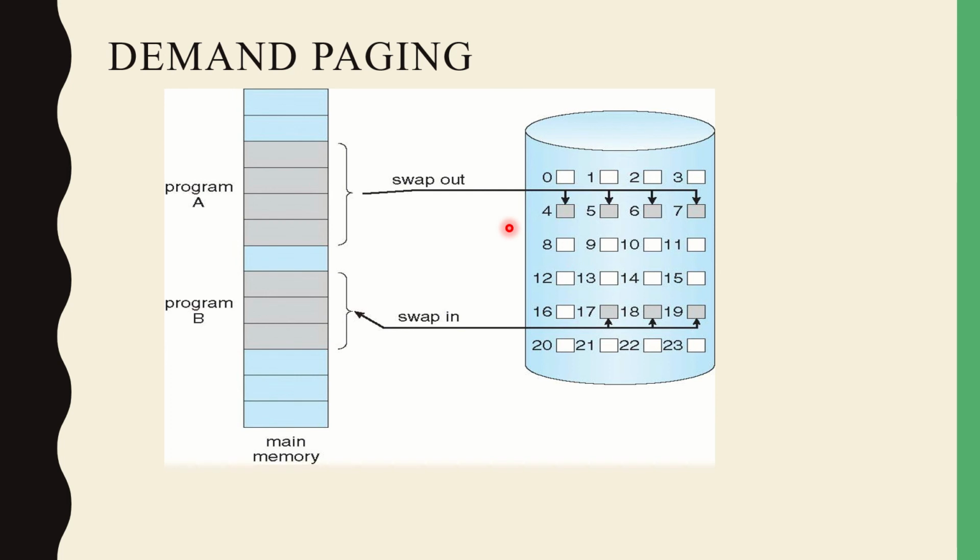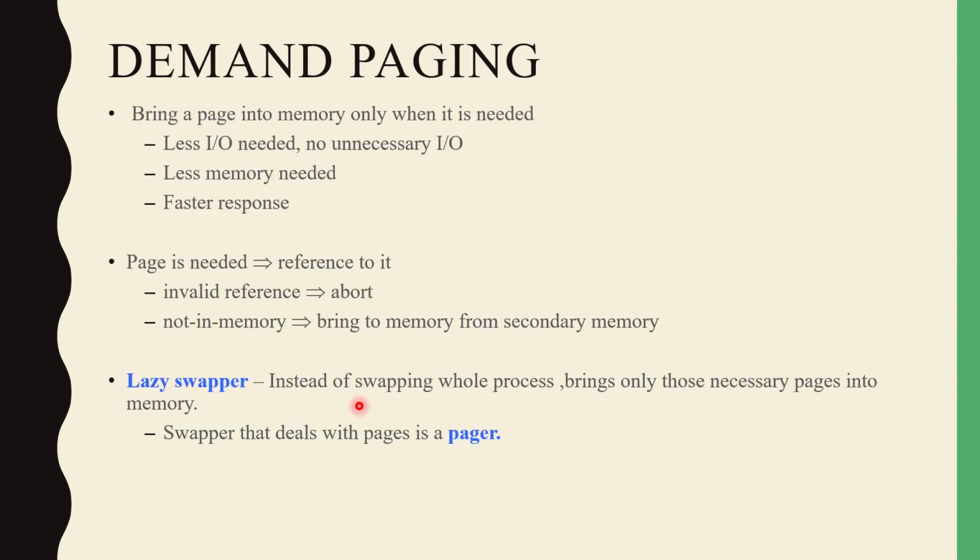It depends on the demand. Whenever the operating system requests some process for the main memory, only when it is needed will it copy those pages to the main memory. That is called demand paging. When a demand happens, it copies those pages from the secondary storage to the main memory. That is the concept of demand paging.